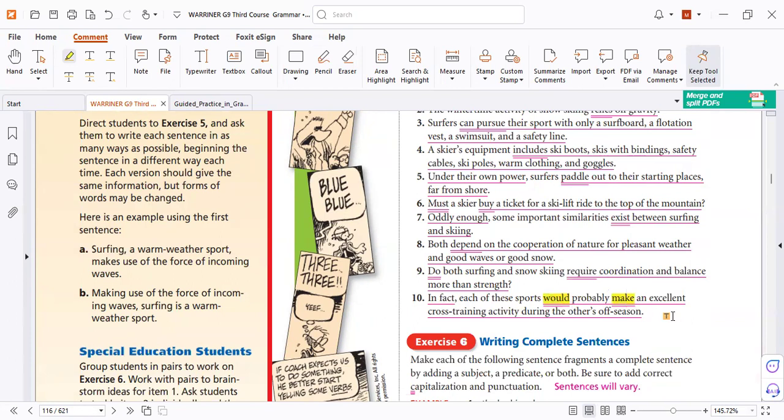Here again, would make an excellent cross training activity. What? The sports or each of the sports. So each one of the sports. And later we have a lot of details about the subject. But here I'm talking about one of the sports, not the sports themselves. One of them, not all. That is perfect. And now let's see number 8. What is the subject and the verb? Both is the subject, and depend is the verb.